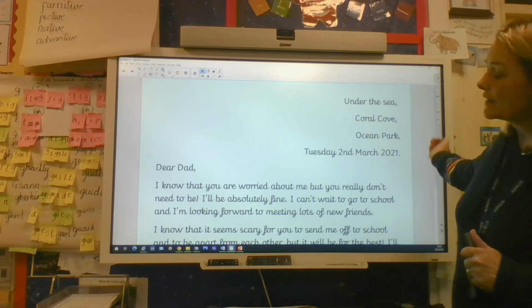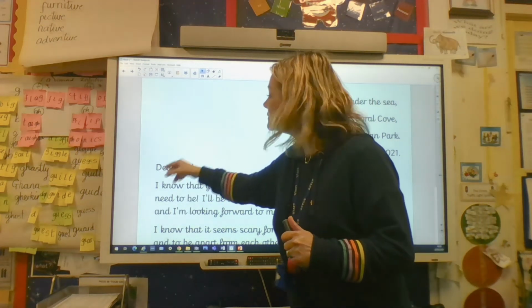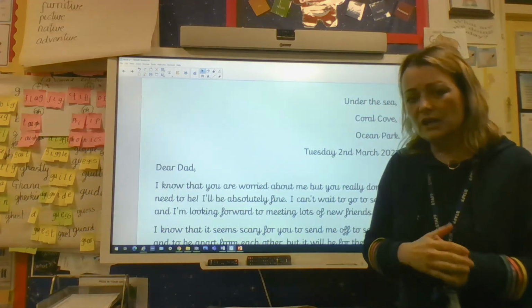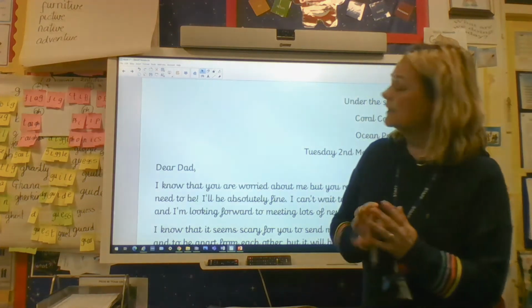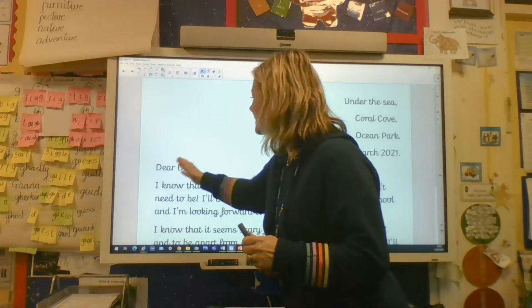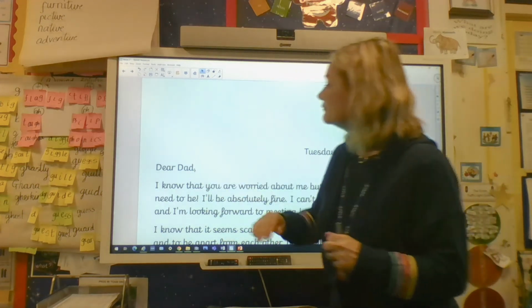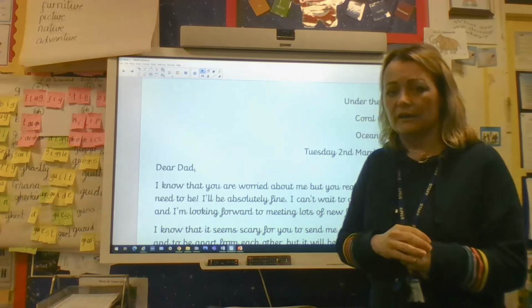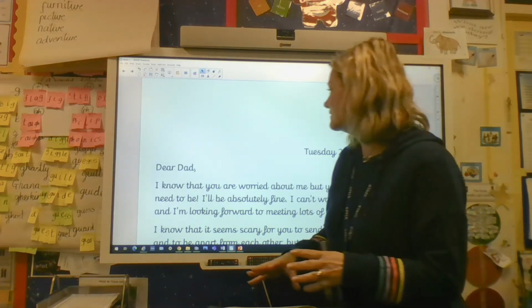We then move back to our usual starting point when we do our writing. We go back to the left-hand side of the page. So for you, it would be up to your margin. And then we write who we're sending our letter to. So in this case, Dear Dad. That goes on one line, we put a comma after it, and then we drop down to the line below. And this is when we then start to use our full sentences.